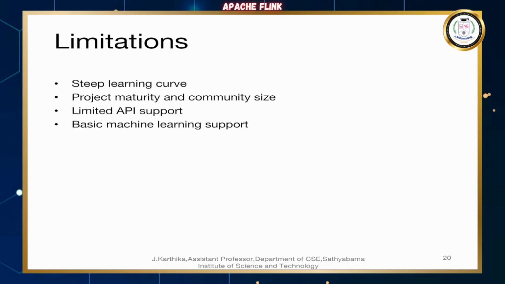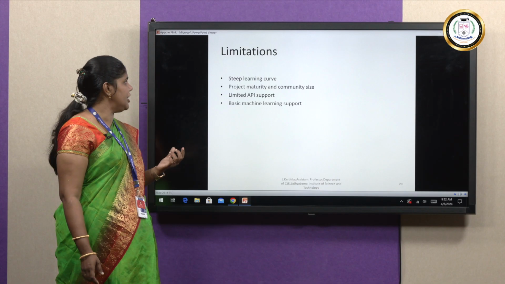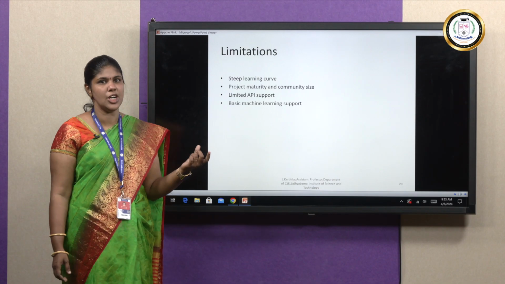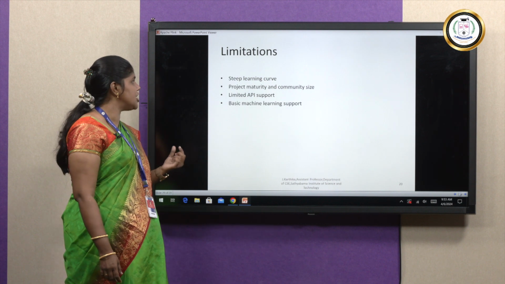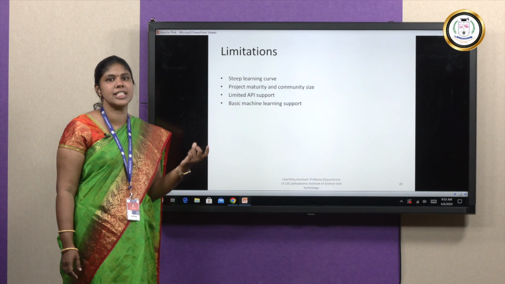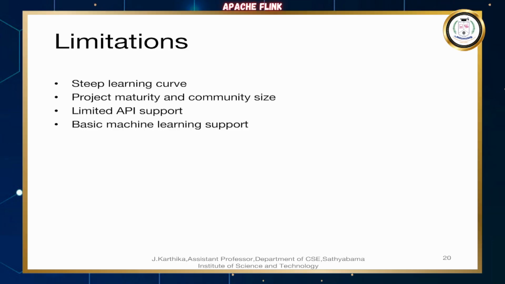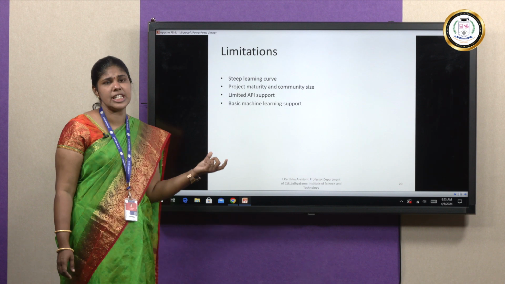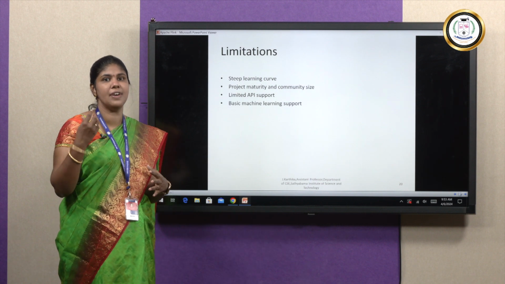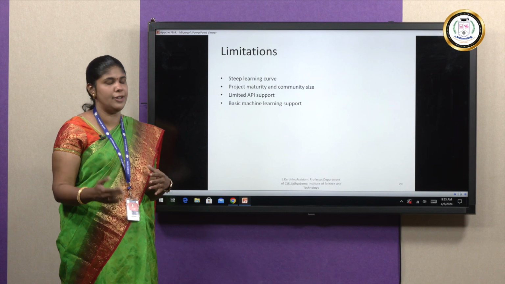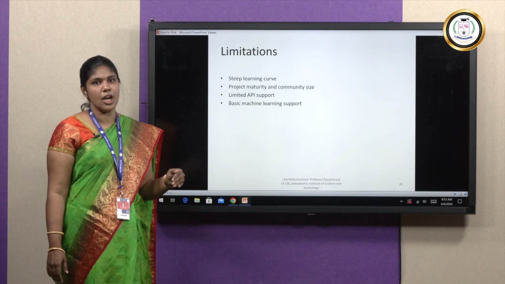So what are the limitations? Obviously, if you have an advantage, there will be a limitation for any tool. The limitation is that Apache Flink has a steep learning curve. That is considered a drawback. Project maturity and community size are also considered drawbacks of Apache Flink, and limited API support is also a limitation, along with basic machine learning support. Here we will not be providing any advanced support; only basic machine learning support is given by Apache Flink. So these are the limitations of Apache Flink.